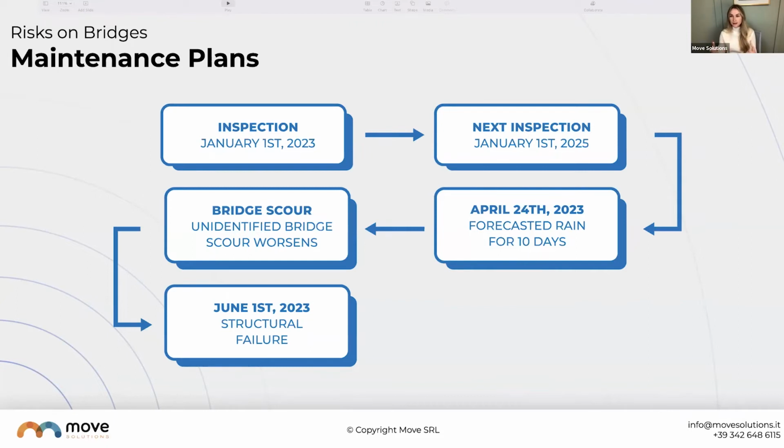And so during that time, there's an unidentified problem with the bridge that was never found with inspection. Because of all this flooding, this bridge in particular had some bridge scour. But during the flooding and the increased velocity of the water, that bridge scour worsens and becomes critical. But there's no way of knowing that that condition has actually become critical and that the bridge is susceptible to collapsing. And so on June 1st, 2023, the right load hits at the wrong time and you have a structural failure.